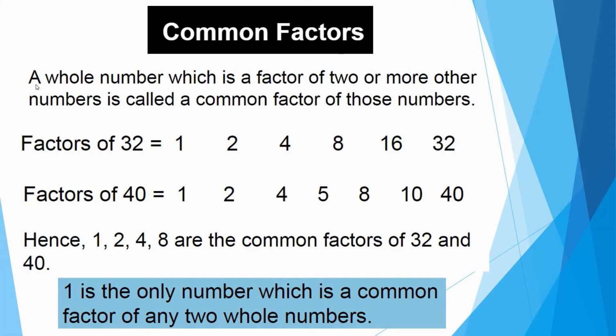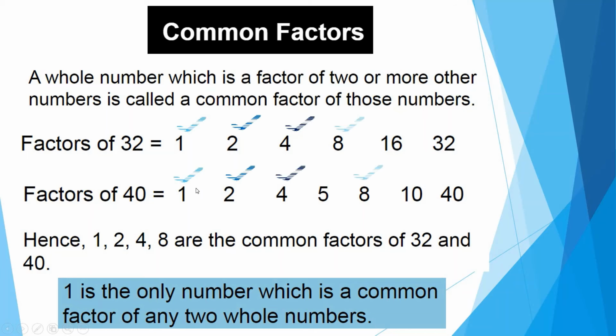Common factors. A whole number which is a factor of two or more other numbers is called a common factor of those numbers. Now let's find the common factors of 32 and 40. Factors of 32 are 1, 2, 4, 8, 16, 32. Factors of 40 are 1, 2, 4, 5, 8, 10 and 40.